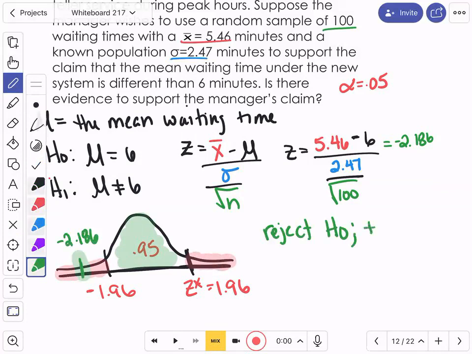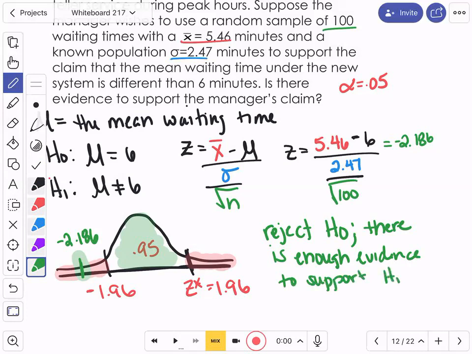Why do you reject the null? How do you reject a person's innocence? There has to be enough evidence to support their guilt. So there is enough evidence to support H1. There's enough evidence to support H1.